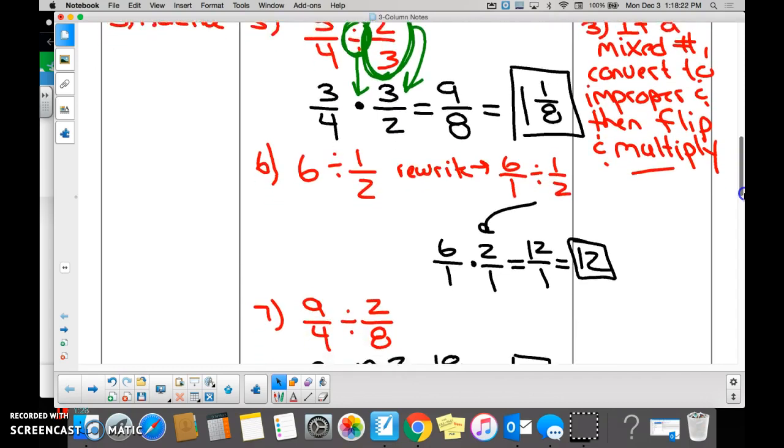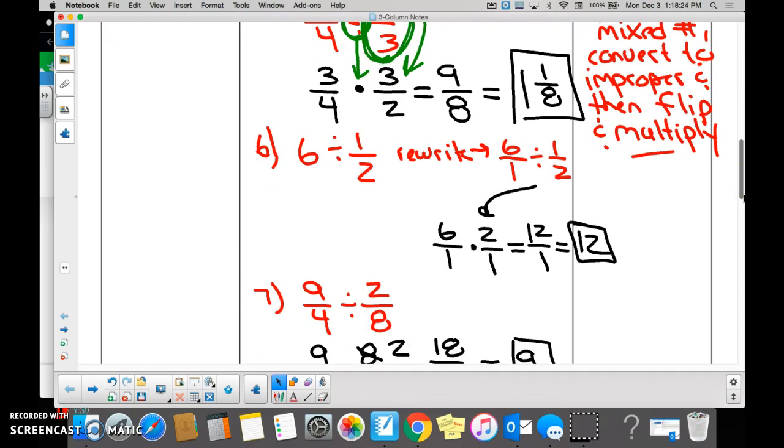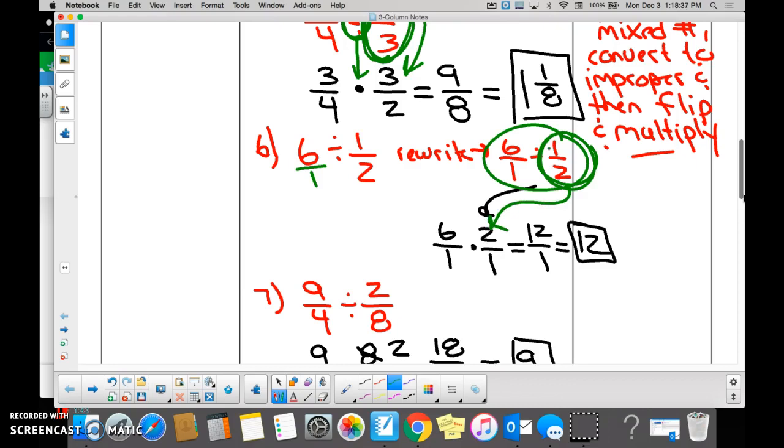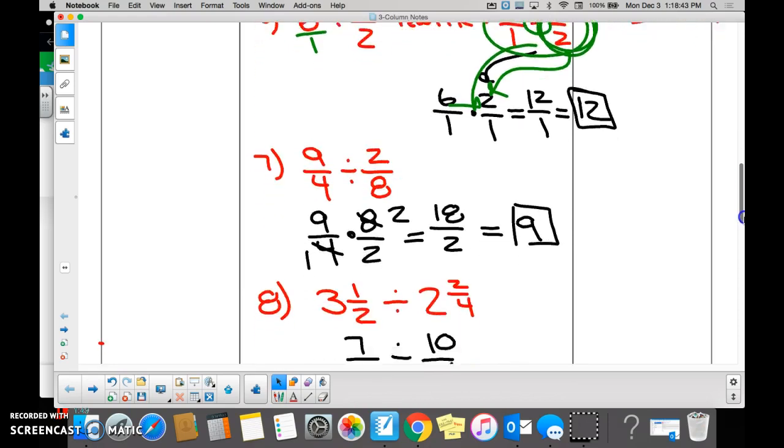How about number 6? Same thing. But we're thinking of this as 6/1, right? So here's your new problem: 6/1 divided by 1/2. We flip this one. What's 1/2 become? What's the division sign become? Multiplication. Good. Okay, so moving on down to number 8.